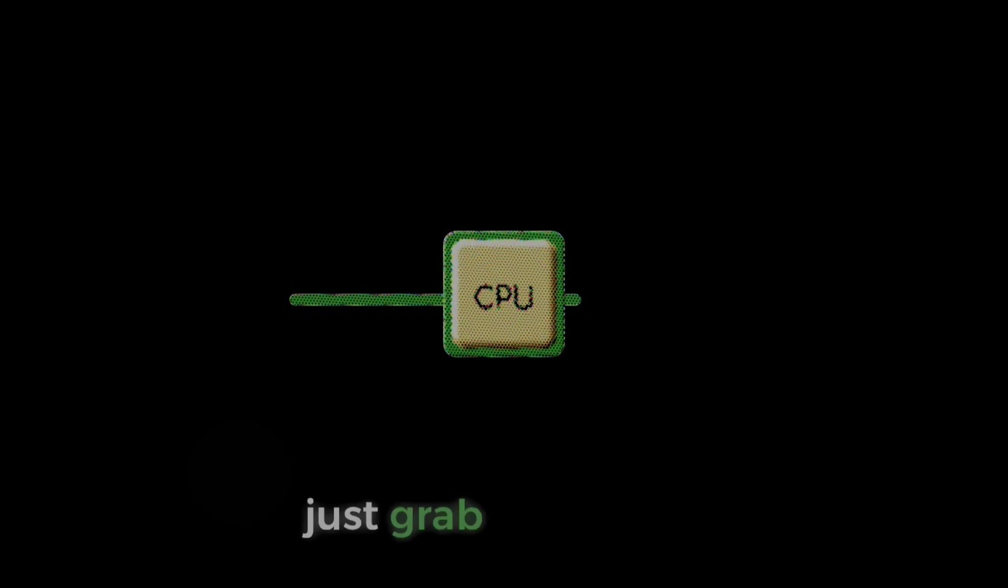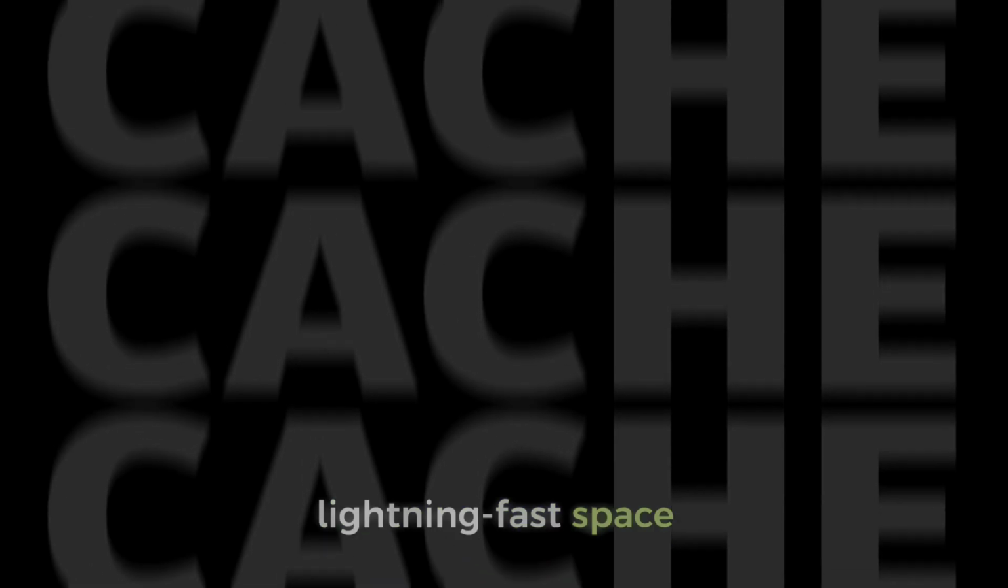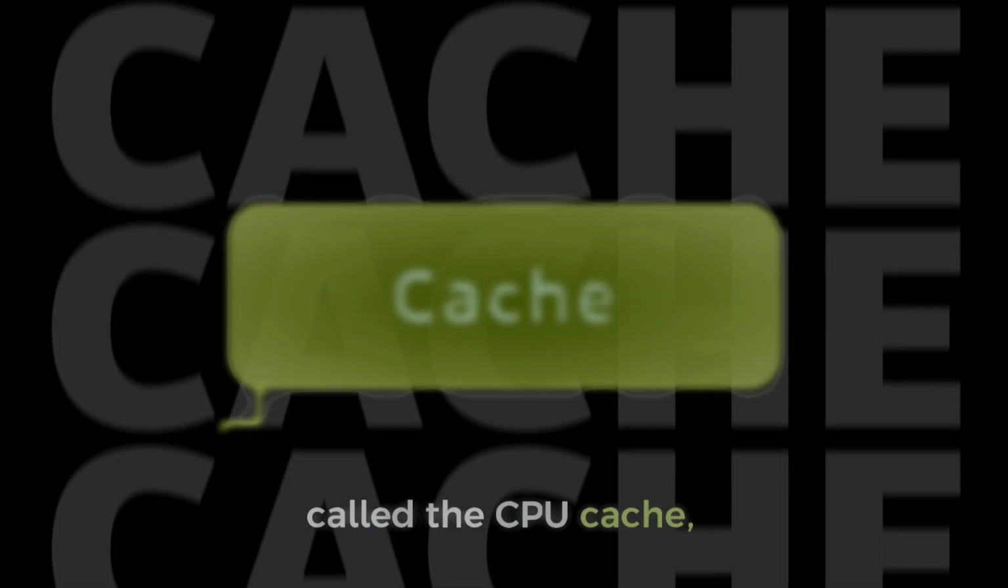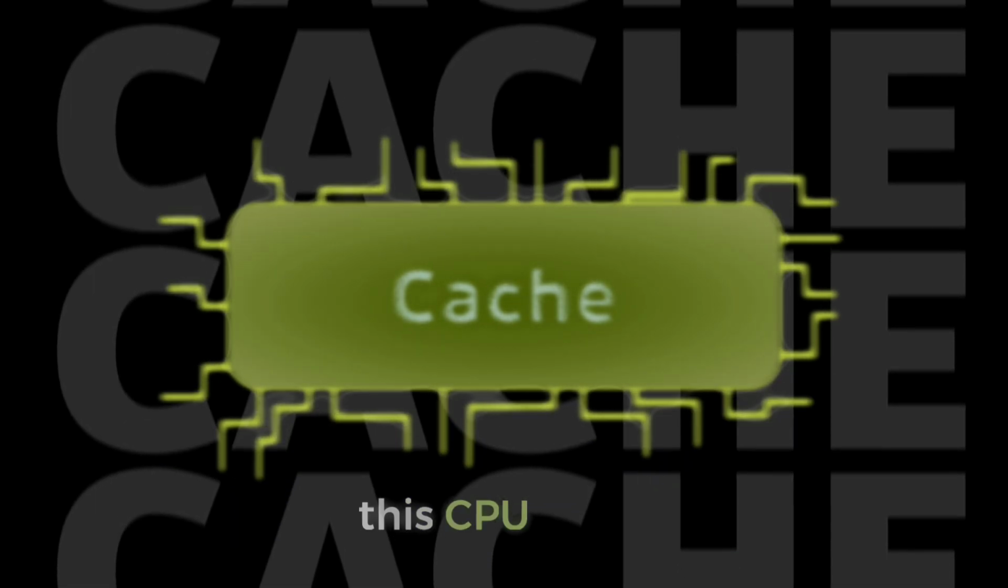So here's the thing. Your CPU doesn't just grab data from your hard drive or even your RAM every time it needs it. No, that would be way too slow for how fast your CPU thinks. Instead, it uses this lightning-fast space called the CPU cache, a tiny but mighty memory space that lives inside the CPU itself.